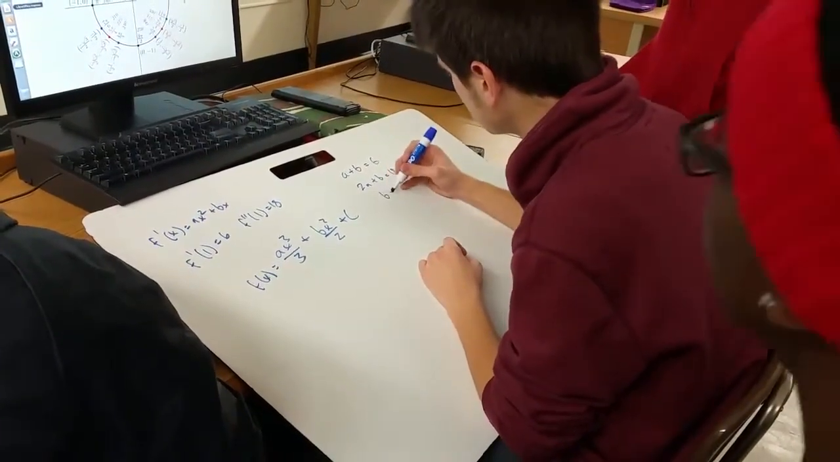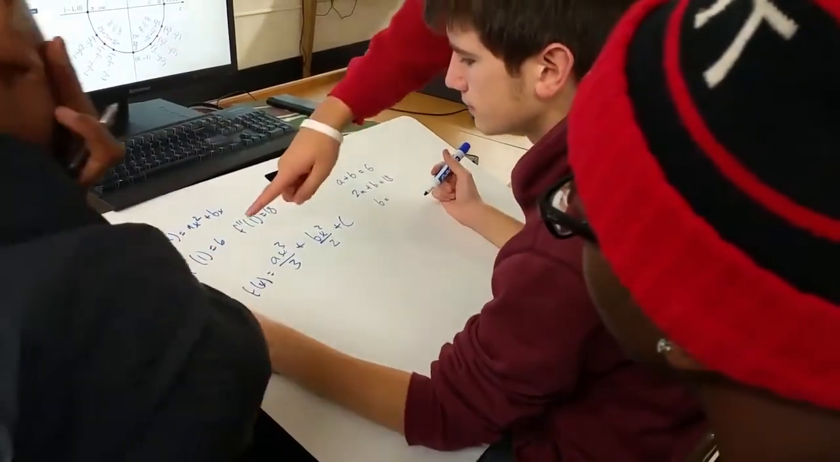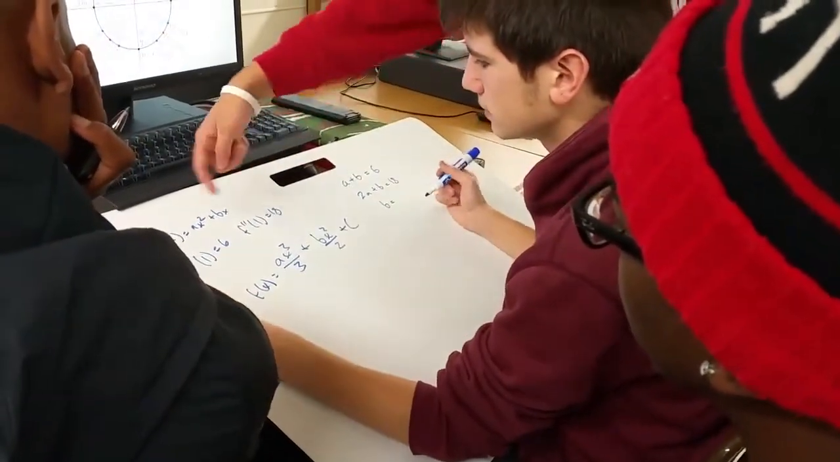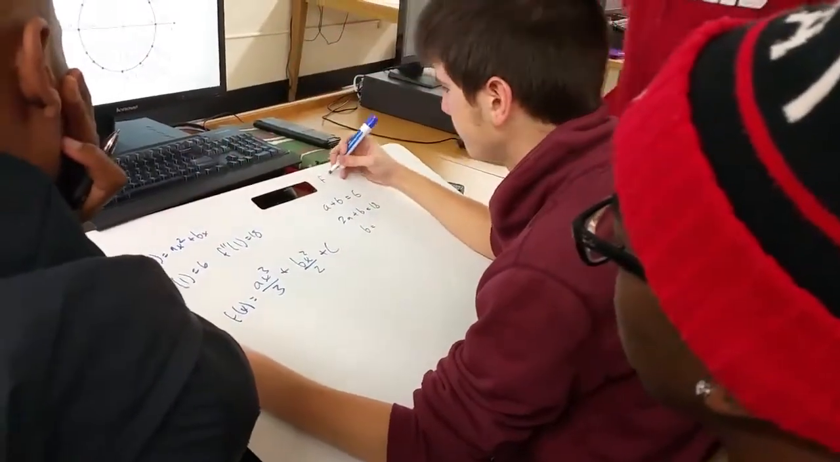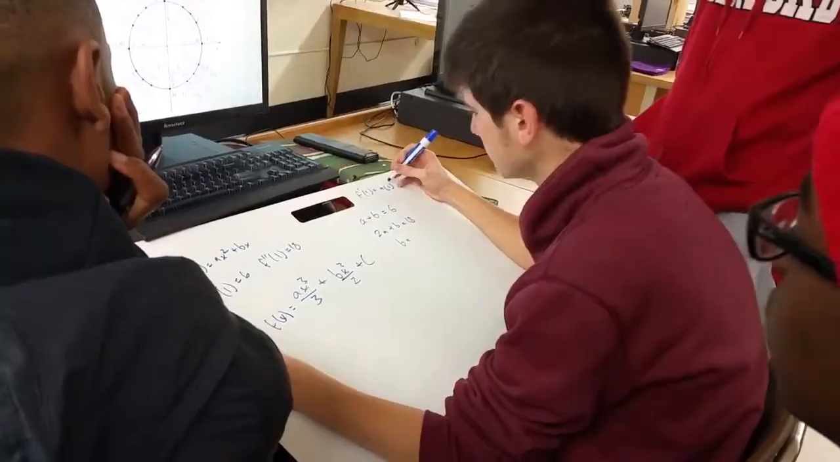How do you know to put a plus b? Because you're using this one. It's where this equals 1. So when this is 1, it's just equal. Good job, guys.